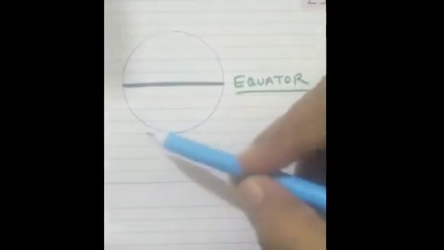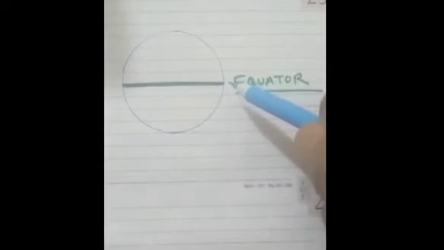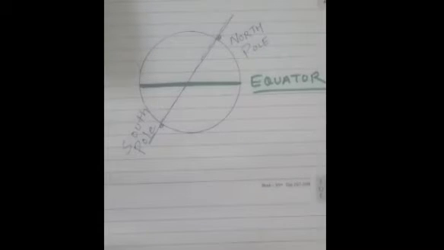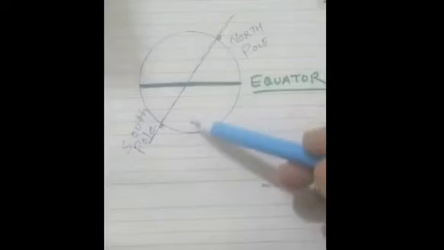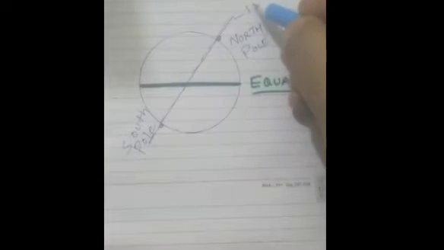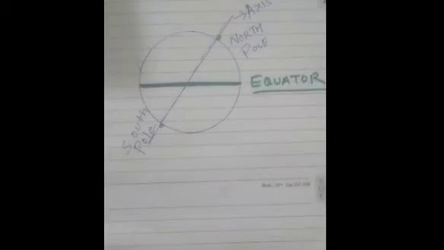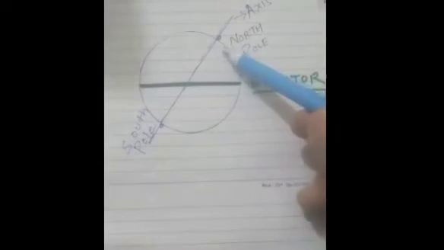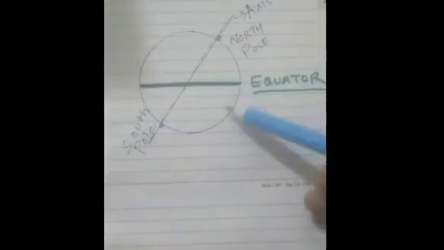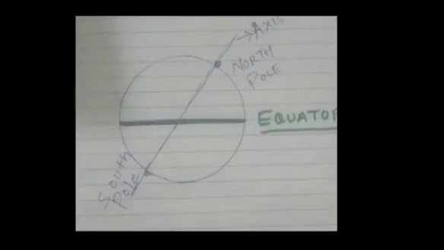On the globe, there is a horizontal line which divides the earth into two equal halves. This line is known as the equator. Earth rotates on its axis, which is an imaginary line. This imaginary line is called the axis. It runs through the two end points of the earth. One is the North Pole and the second is the South Pole.